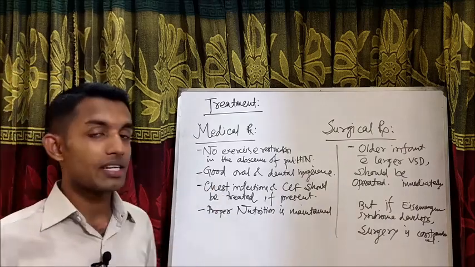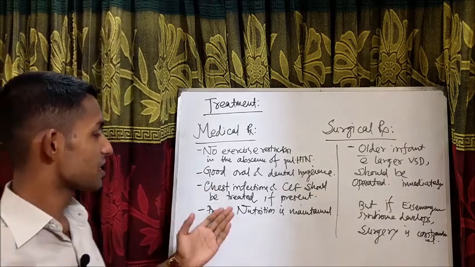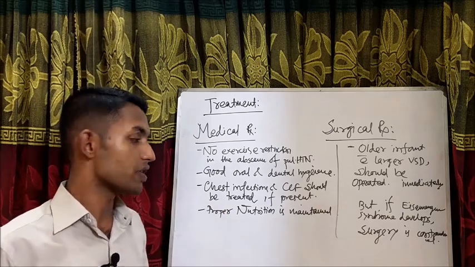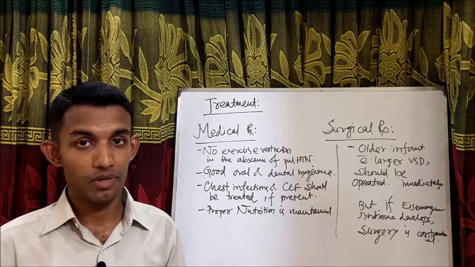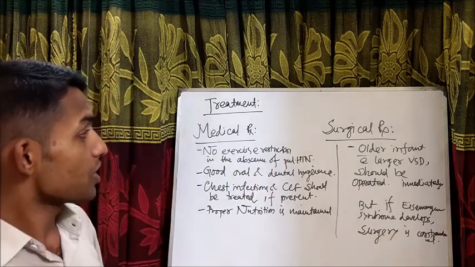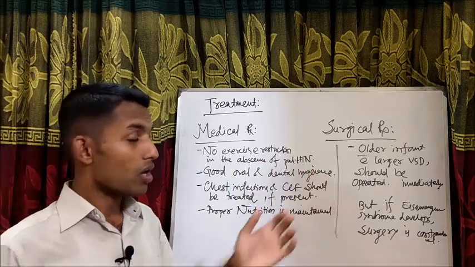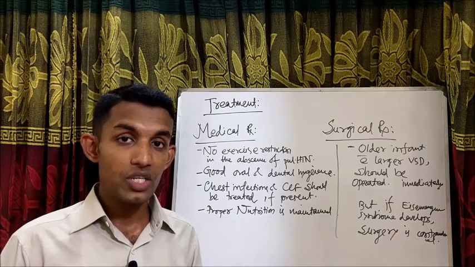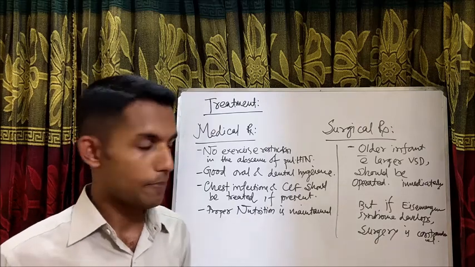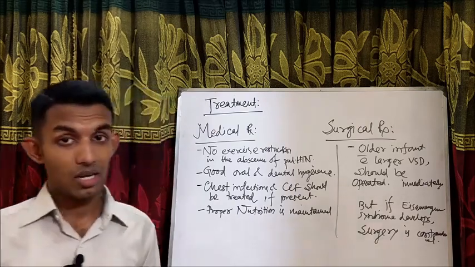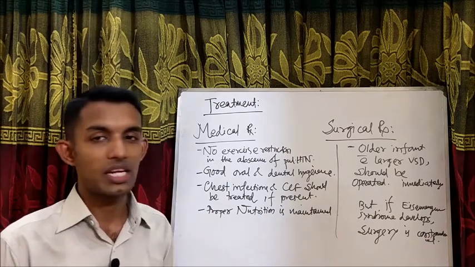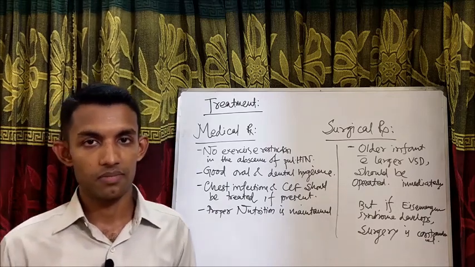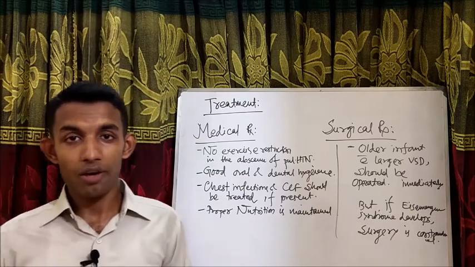Maintenance of good oral and dental hygiene, and chest infections and congestive cardiac failure should be treated if present, and proper nutrition is maintained. And for surgical treatment, older infants with larger VSD should be operated immediately. But once Eisenmenger syndrome develops with significant pulmonary hypertension, at that time surgery is contraindicated. So this is all about VSD.